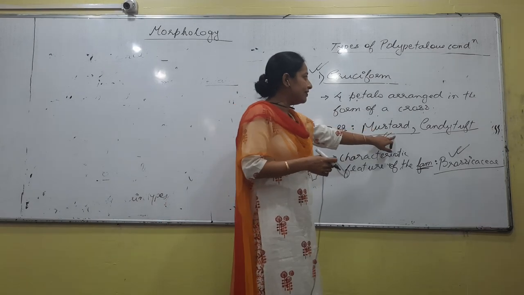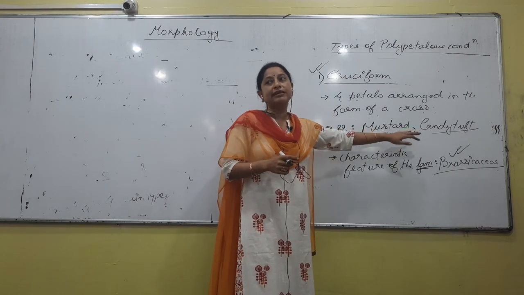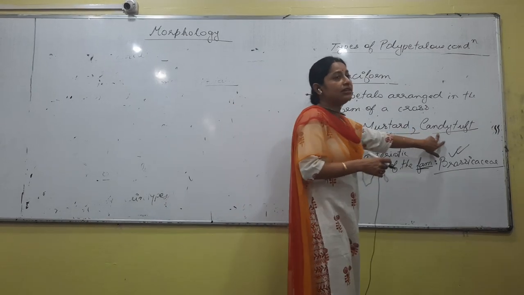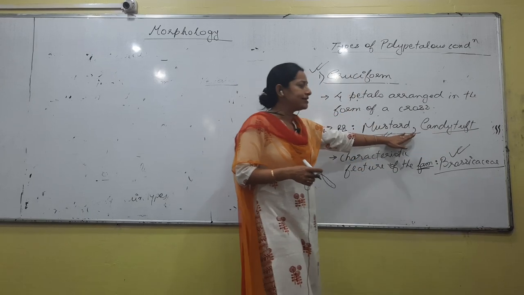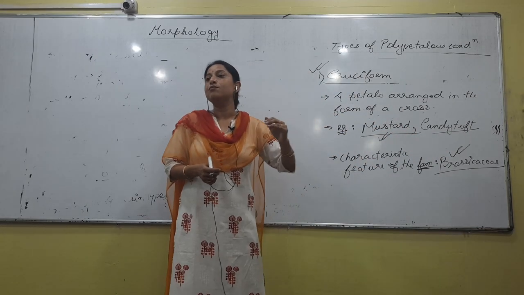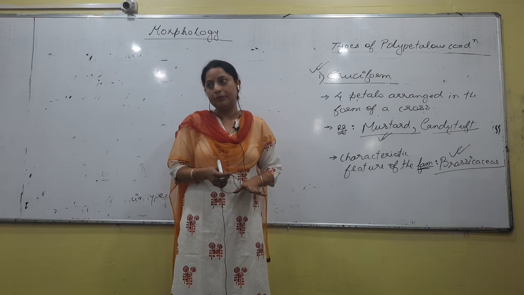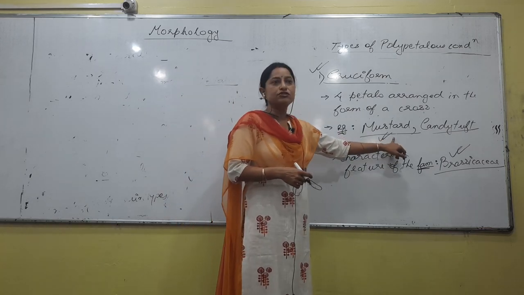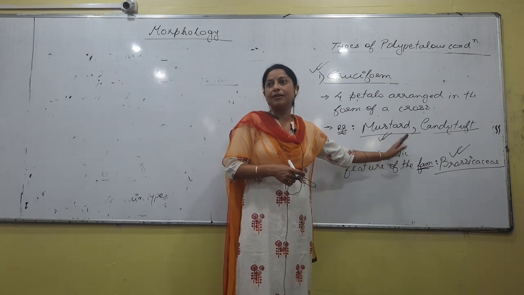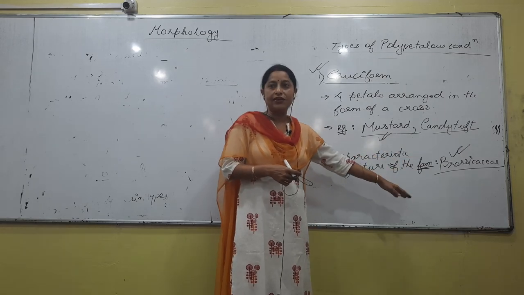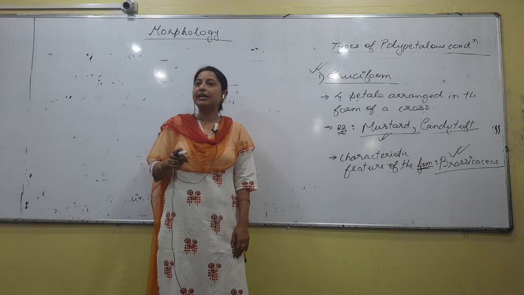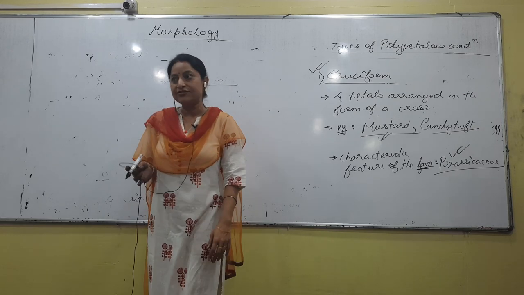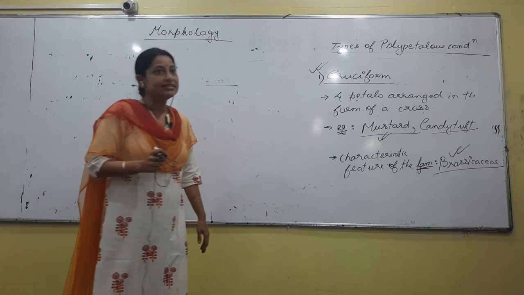Next, mustard, the best example. Questions on mustard may come, so two examples you need to remember. As I said before, in morphology, examples are what you will remember, especially for entrance. So mustard belongs to which family? I think now we have an idea. Mustard belongs to Brassicaceae or Cruciferae. Its scientific name, which I told last class, is Brassica campestris.